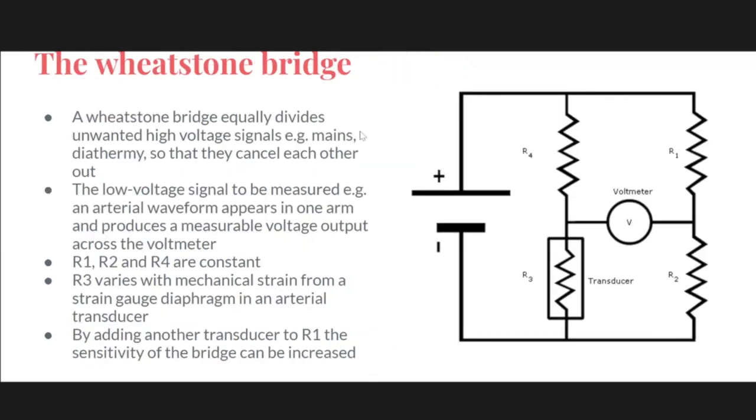But with the Wheatstone bridge, we put a transducer on one of these sections, which basically means that only the signal that's going through the transducer will cause a potential difference in the voltmeter. And any other high voltage signals which go down both arms will be cancelled out. And so that's basically how it gets rid of noise. An example of this transducer would be the strain gauge diaphragm in an arterial transducer. You can also add another transducer to the other side if you wanted to make it even more sensitive.